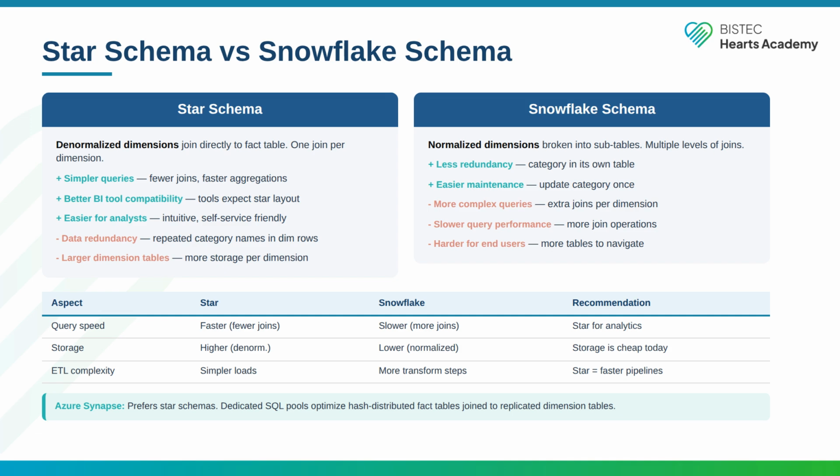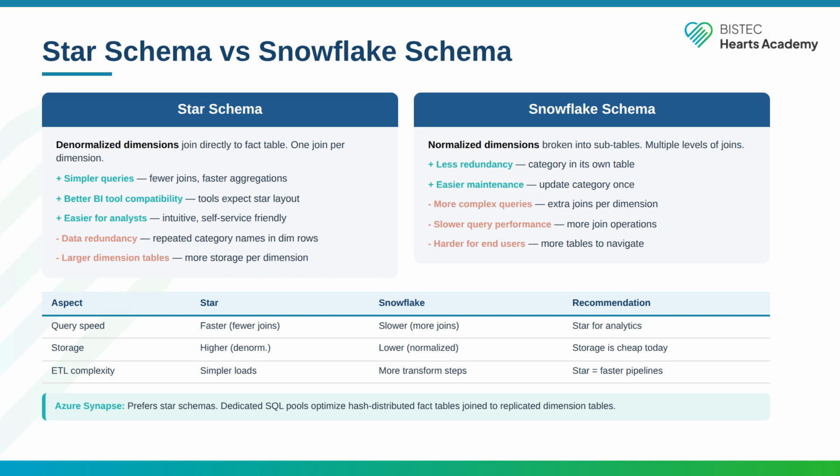In a Snowflake schema, dimensions are normalized into subtables. The product dimension joins to a category table, which joins to a department table. There is less data redundancy, but you pay for it with more complex queries, additional join operations, and a steeper learning curve for analysts. Looking at the comparison, query speed favors star, storage favors Snowflake, and ETL complexity favors star.